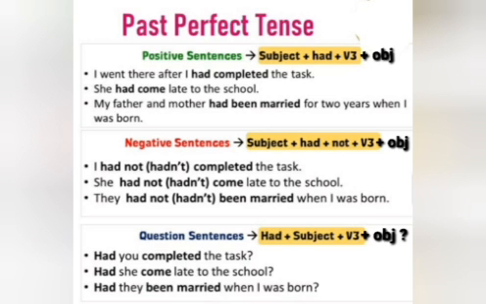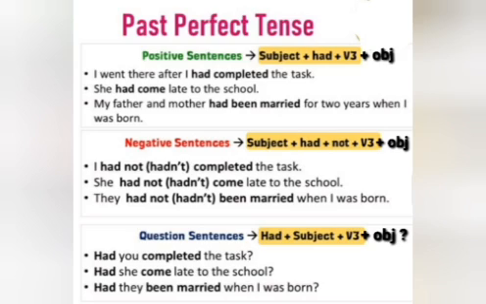Now how do you write the positive form of past perfect? So we have subject plus had plus verb in third form plus the object. Like for example, I went there after I had completed the task. So I is the subject, had from the verb syntax, completed the third form of the verb, and the task is the object. Take another example. She had come late to the school. So she is the subject, had is from the verb, come is the third form of the verb, and the object is late to the school.